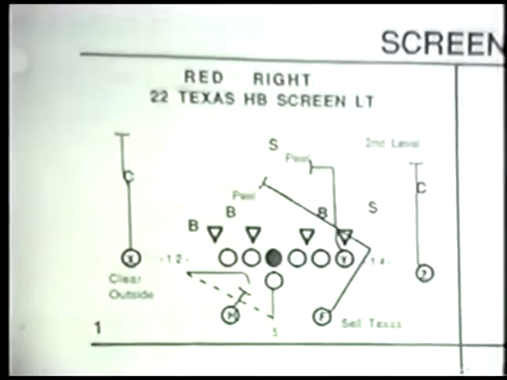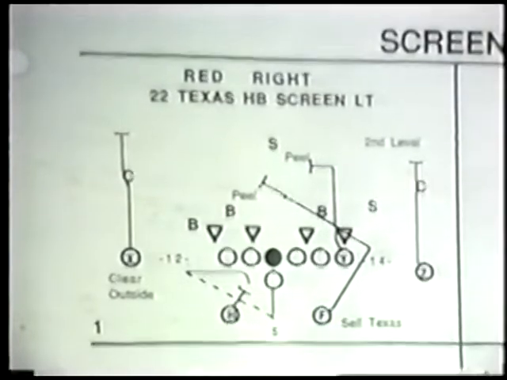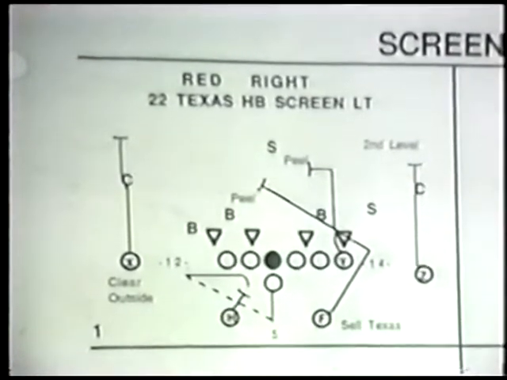All right? Now, regardless of what protection we have, assignments and timing up front remain the same. That's the beauty and the simplicity of our screen package. We can show flanker drive, strong or weak, or Texas Z in. We can show anything we want. But basically, for the lineman, it's all the same.